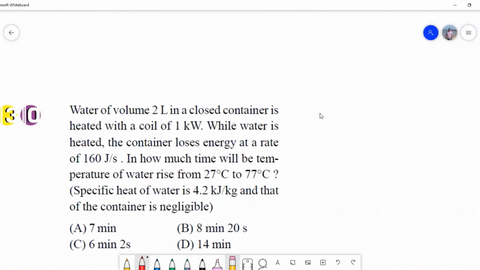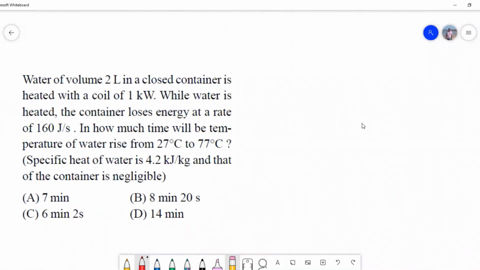Let's move on to problem number 30. So what is given here? Water of volume 2 liters is enclosed in a container heated with a coil of 1 kilowatt. While the water is heated, the container loses energy at the rate of 160 joules per second. How much time will it take for the temperature of water to rise from?